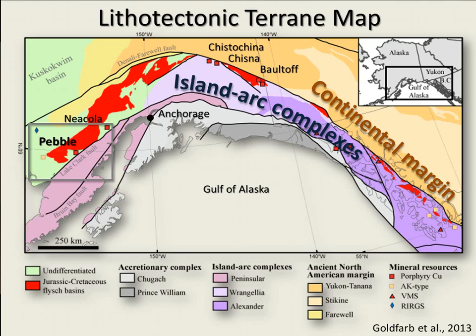Here's a lithotectonic terrane map of southern Alaska. Anchorage is over here. The Pebble deposit is down here to the southwest. Southern Alaska is composed of several island arc complexes that run across like this. These had amalgamated by Middle Jurassic and accreted to the continental margin by Middle Cretaceous. Landward of the island arcs is a series of foreland basins shown in red. These basins host the Middle Cretaceous porphyry deposits, including Pebble down here. We'll focus mostly in this area.